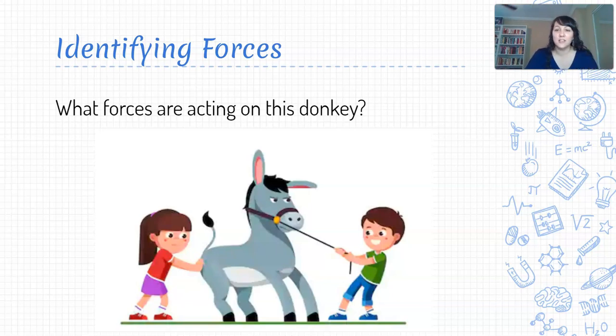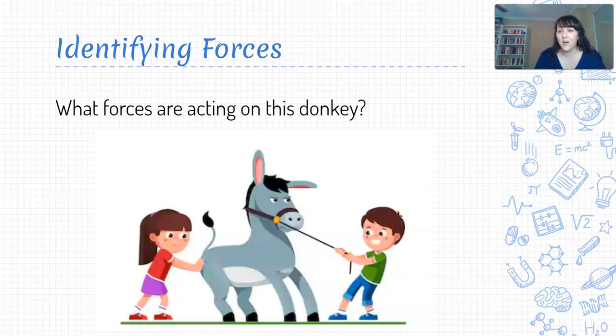So we have this donkey. This donkey does not appear especially happy. These kids, I don't know what they're doing. But anyway, you can probably see that there are multiple forces acting on the donkey, different pushes and pulls, trying to maybe get the donkey to move in one direction or the other. So take a moment and try to identify what are the forces that are acting on this donkey? What are all the pushes and pulls that are happening to this donkey coming from outside of it?